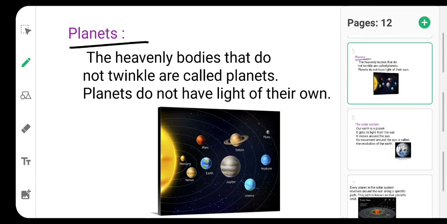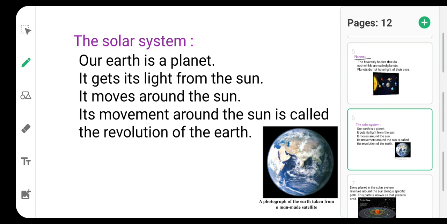Now we will move forward. The solar system. Our Earth is a planet. Everybody knows it. It gets its light from the sun. It moves around the sun. Its movement around the sun is called the revolution of the Earth.